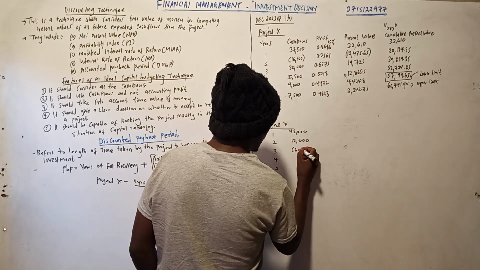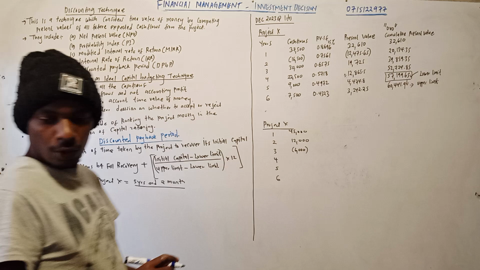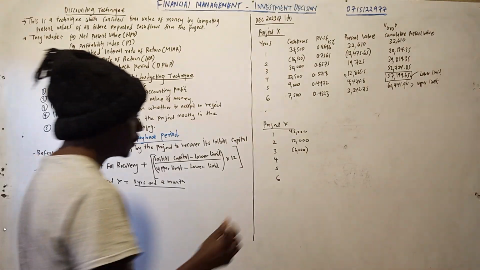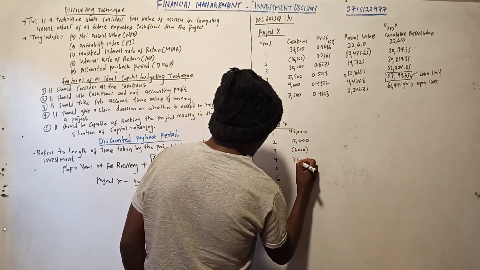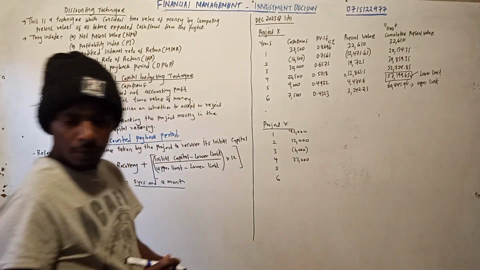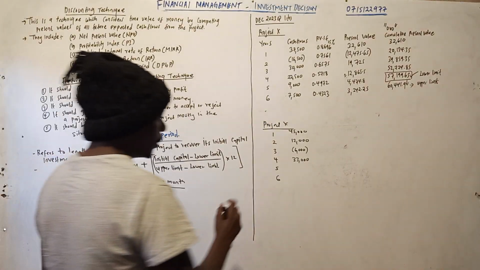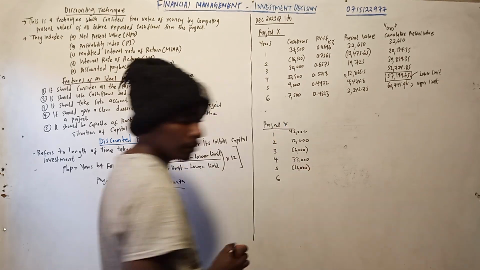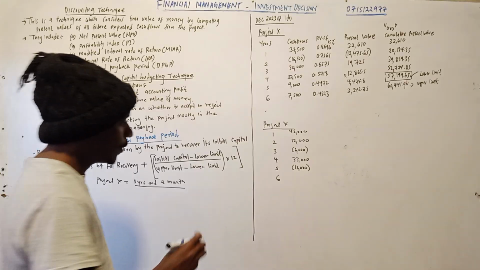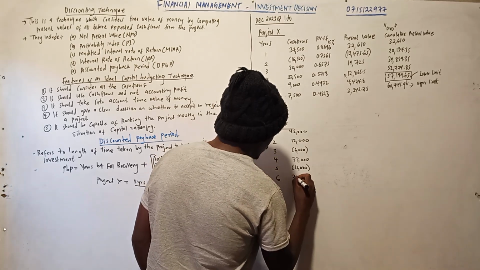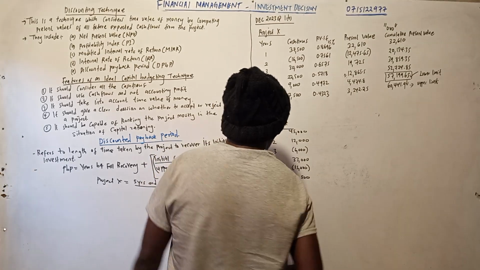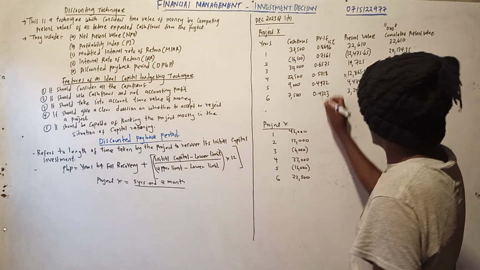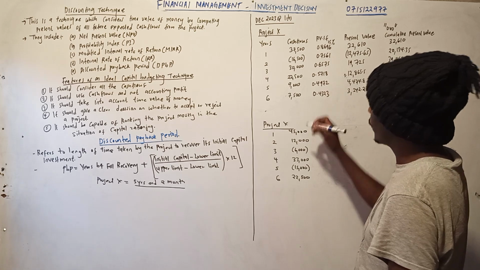This one is negative. They made a loss in that period. 33,000. 15,000. Then 22,500. Our present value interest factor is the same because it's 15%.